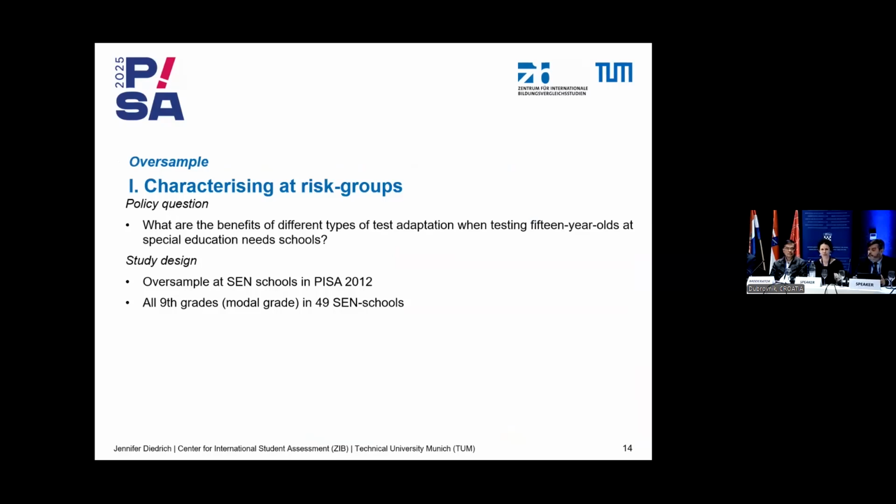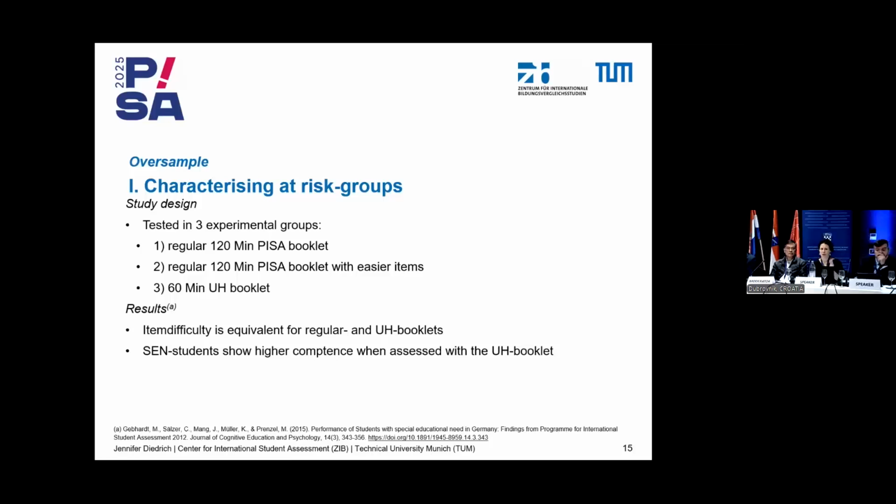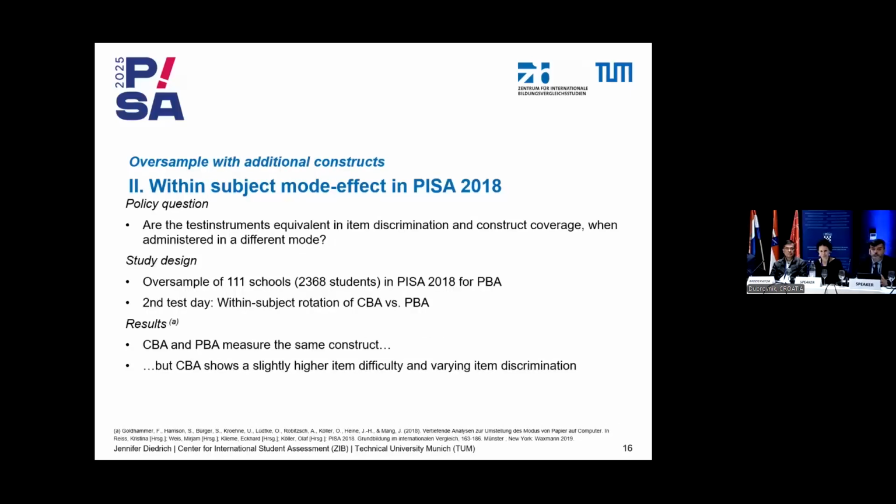One of the first oversamples that we did was an oversample of the SEN schools. Just a short result: this was an experimental rotation to check which form of testing suited SEN students the most, but this was far less sophisticated than the RDI accessibility study that Mario talked about this morning. So I won't go into detail with that one.